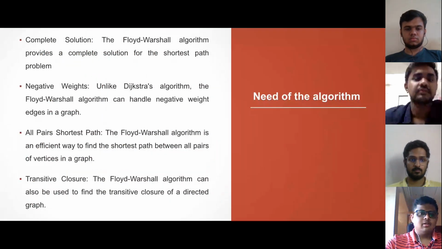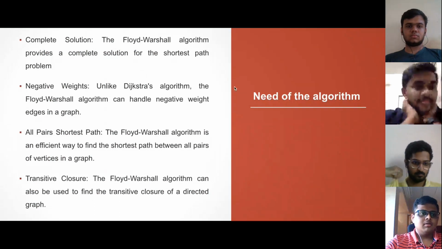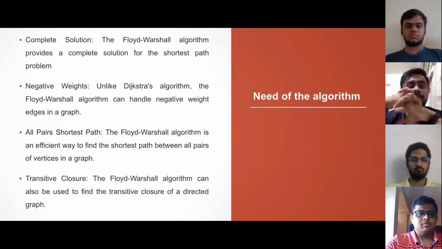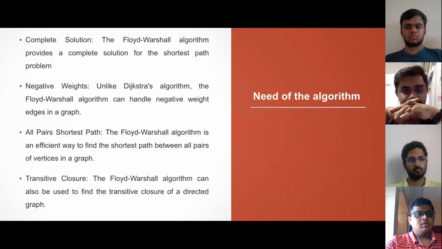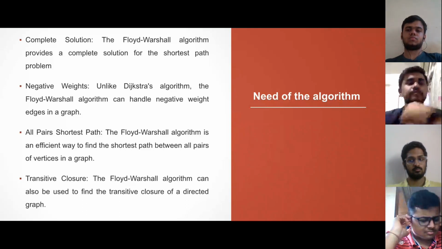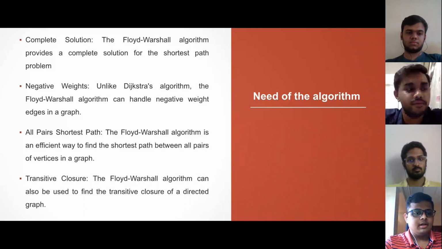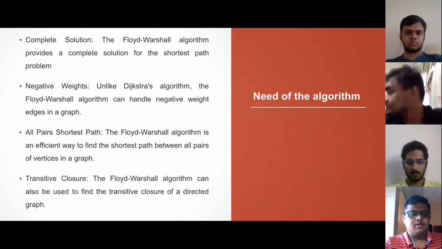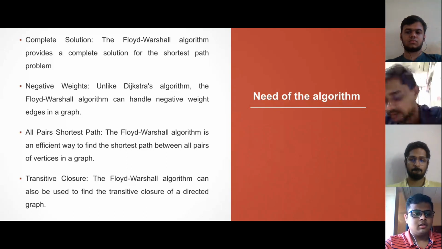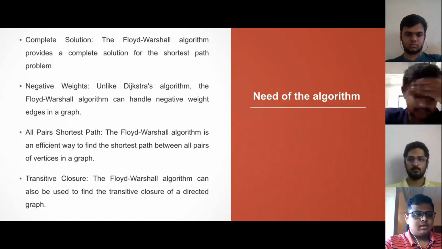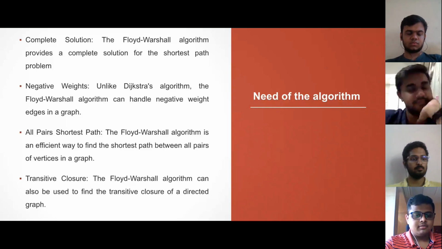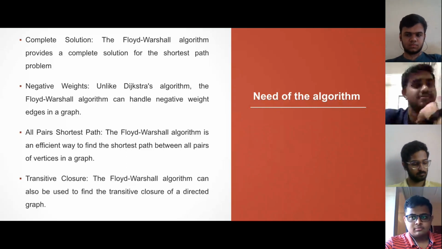So coming to the need of the algorithm, the Floyd-Warshall algorithm provides a complete solution for finding the shortest path. It also handles negative weights. Unlike Dijkstra's algorithm, the Floyd-Warshall algorithm can handle negative edges in the graph. It is an efficient way to find the shortest path between all pairs of vertices in the graph. The algorithm can also be used to find the transitive closure of a directed graph.